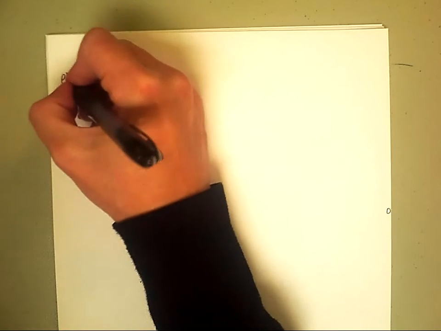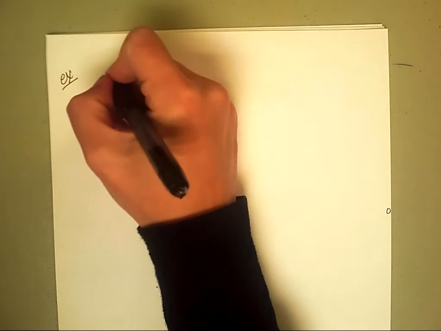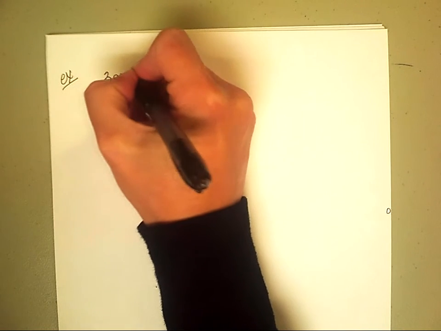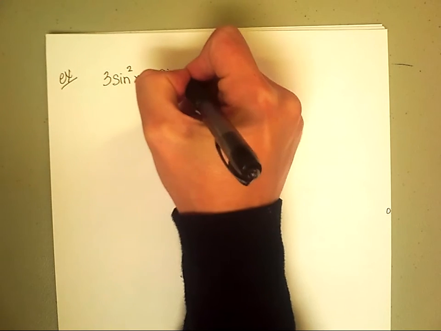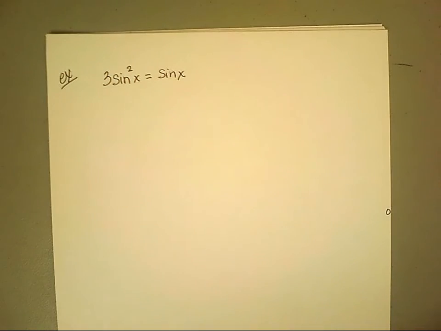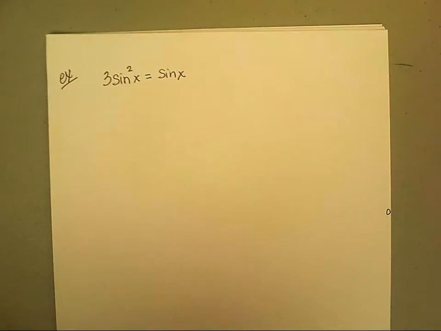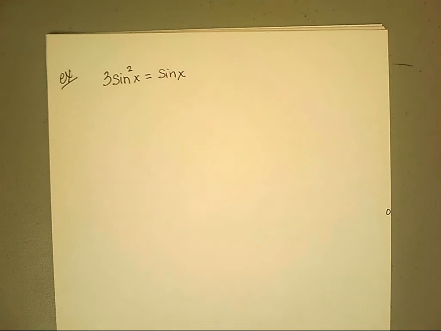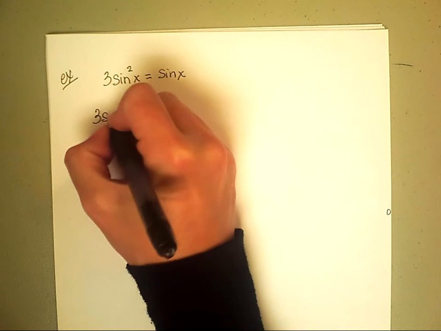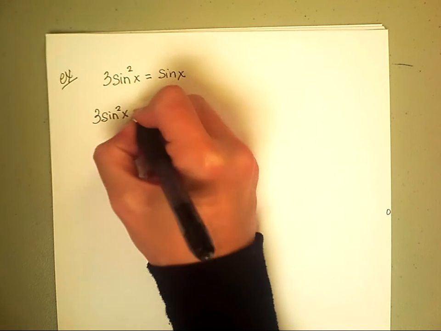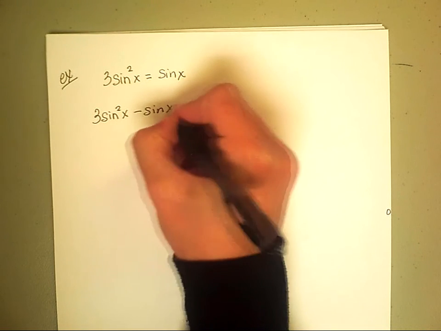Alright, let's do another one where we factor. Okay, so for example, let's say we had to solve 3 sine squared of x equals the sine of x. Okay. Now again, let's factor. When we are going to try and factor, we like to have it equal to 0. Okay.